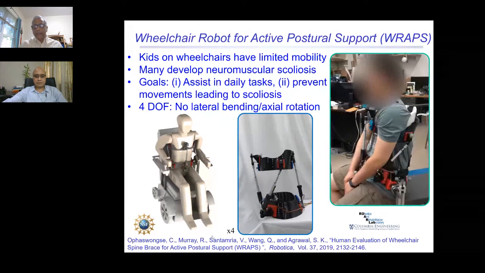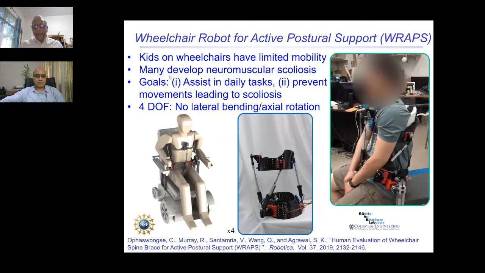This is about something called a wheelchair robot for active postural support, right? We call it by the acronym RAPS. The idea here is that many of the children or adults who are in wheelchairs have very limited mobility. Of course, their legs don't work. That's why they're in a wheelchair.